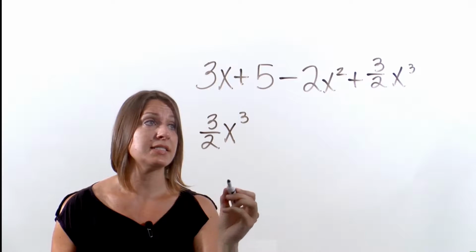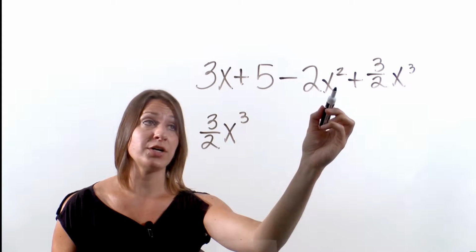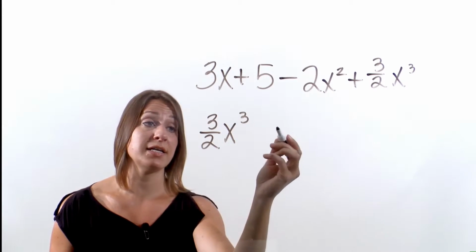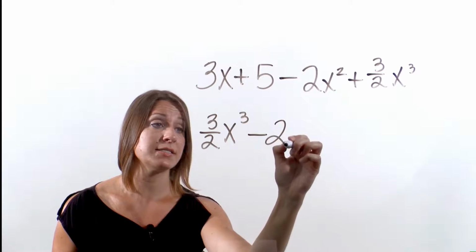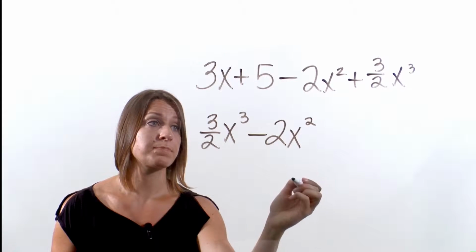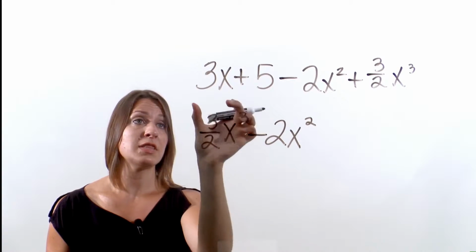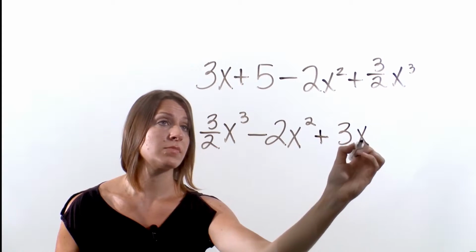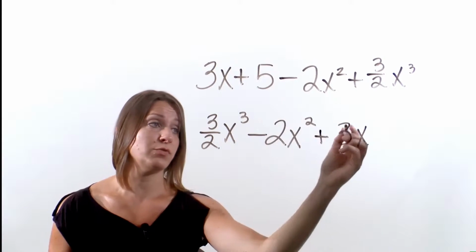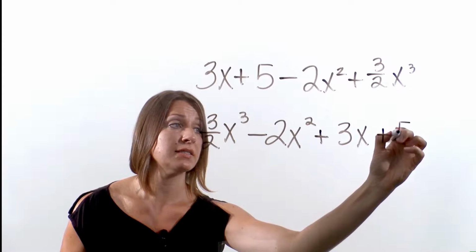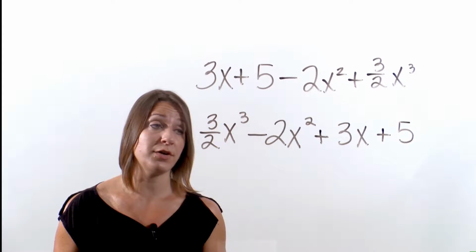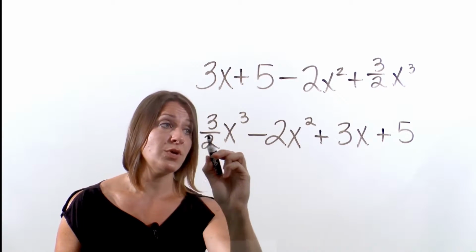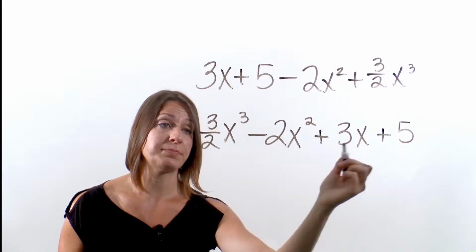Next is our x squared. We're going to take that entire term, including the minus sign, and write that next. Then we'll grab our 3x. And last is our 5, which is also considered a constant because it does not have a variable. So we have taken this polynomial and we have written it in descending order.